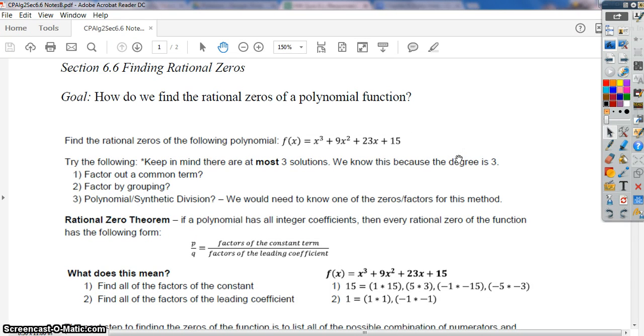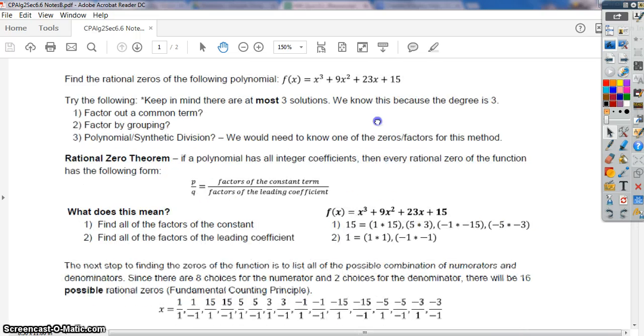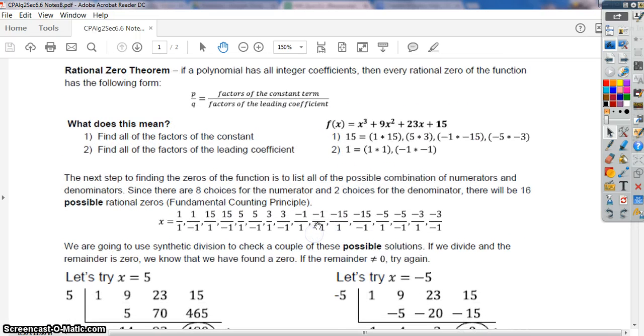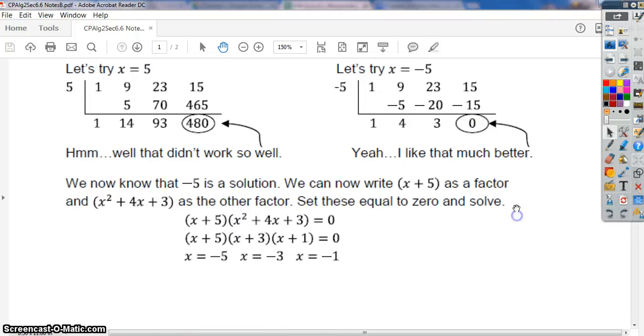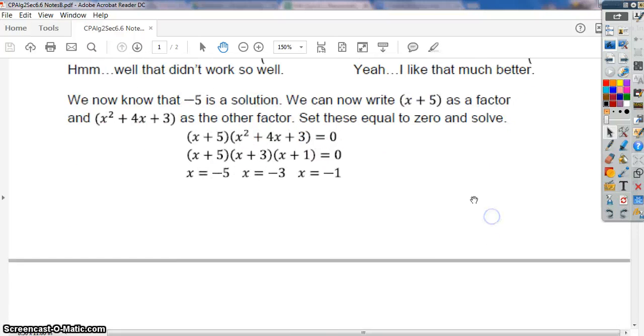How do we use or find rational zeros of polynomial functions? Here's your function. You want to make a note of what P and Q is. This is your P value, this is your Q value, which is 1. There are your factors for P. Here are your factors for Q, and they give you all these combinations, okay? And then you guess which one works and actually test it to see which one gives you a remainder of 0. And then whatever is left, you can factor it from there. So that's what you can see they're doing here.